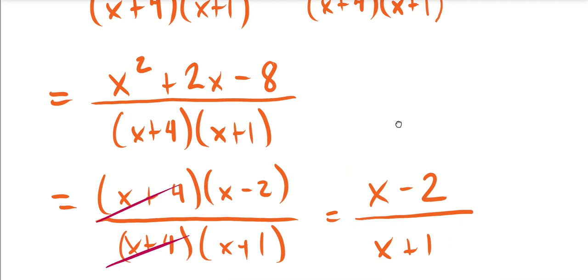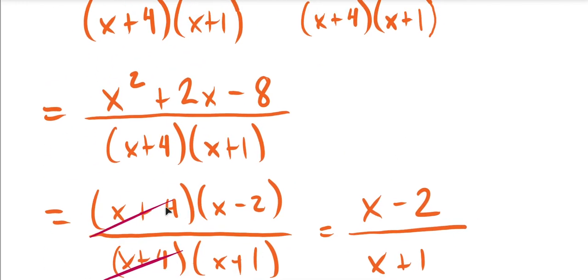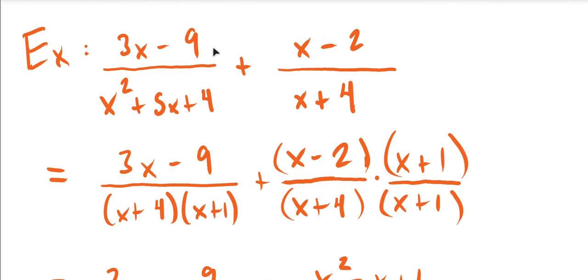Now, I just want to note, as before, even if things cancel, you still have to omit what would make that canceled term 0 from the domain. So in this case, there's never going to be an x equal to minus 4 or an x equal to minus 1 allowed. Even though the x equal to minus 4 doesn't seem to cause as much of a problem here, that means there would actually be a hole in the graph of this original function.